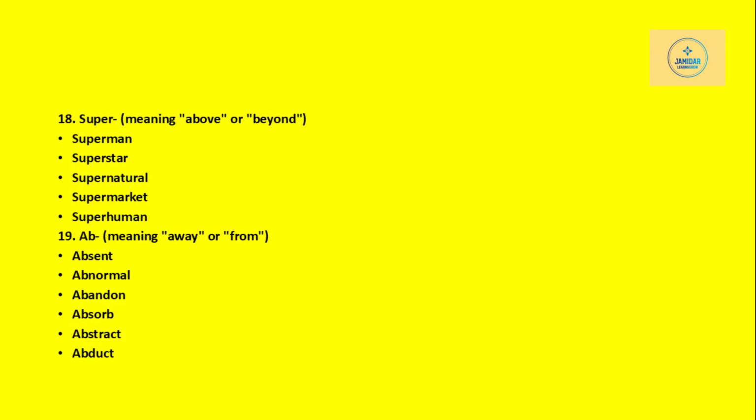Let's start with the prefix super, which means above or beyond. Examples include Superman, superstar, and supernatural. Next, we have ab, meaning away or from, as seen in words like absent, abnormal, and abduct.